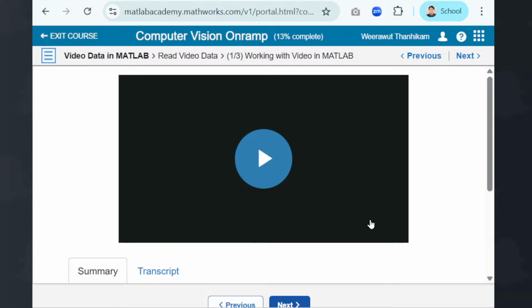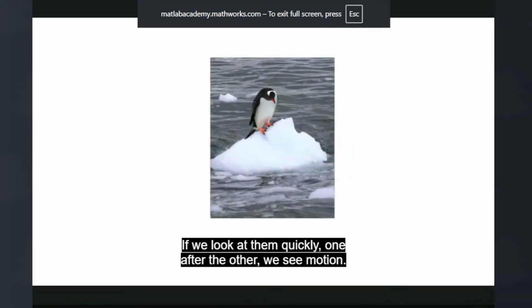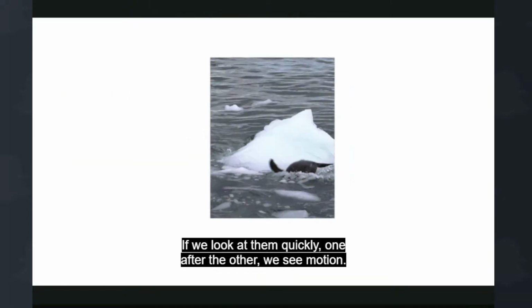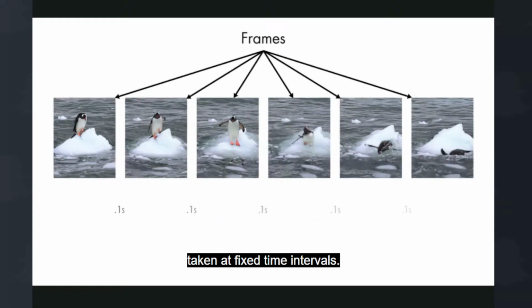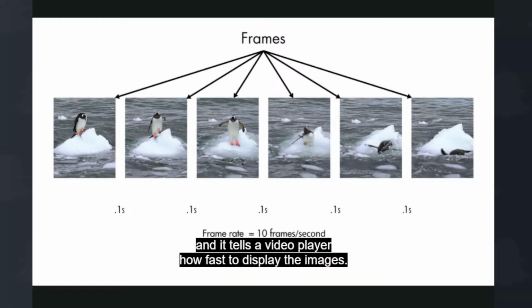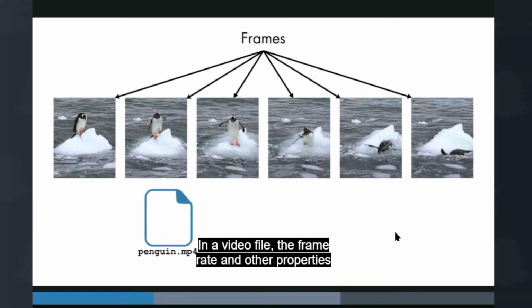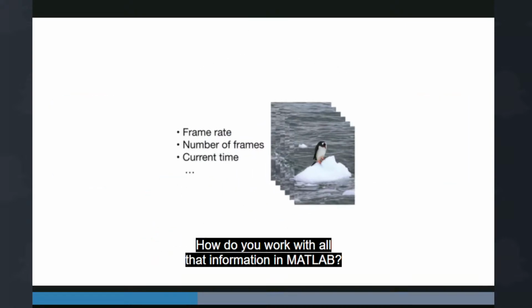Take a look at these images. If we look at them quickly, one after the other, we see motion. Videos are a sequence of images called frames, usually taken at fixed time intervals. The number of frames per second is called the frame rate, and it tells a video player how fast to display the images. In a video file, the frame rate and other properties are stored alongside the frames as metadata. How do you work with all that information in MATLAB? Lucky for you, a video reader makes that easy.